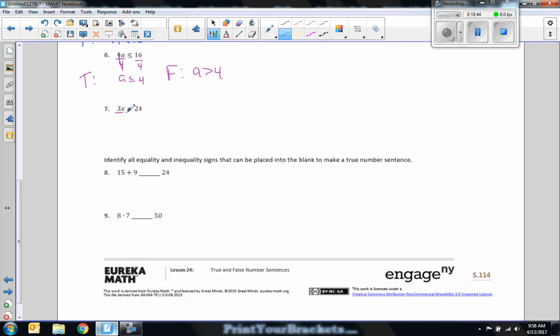7, this is multiplication, inverse is division. X equals 8. That's when it is true. It is false when x does not equal 8. So in other words, I could also say it this way, and I think I should at least one time. X is not equal to 8 could mean x is greater than 8 or x is less than 8. Okay.